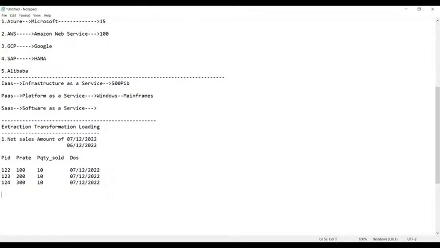Now, guys, this is the data. Everyone, just have a look here. This is the data which we have collected from the 7th day of December 2022.